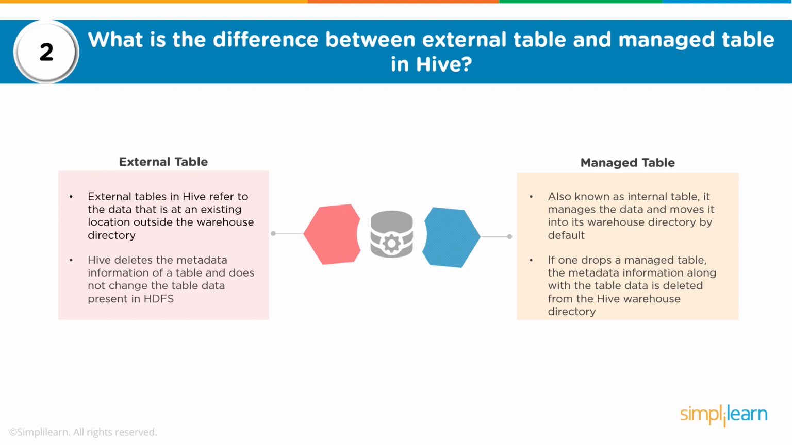However, when we talk about a managed table, if one drops a managed table, not only is the metadata information deleted, but the table's data is also deleted from HDFS. If we talk about an external table, it is created with the EXTERNAL keyword explicitly, and if an external table is dropped, nothing happens to the data which resides in HDFS. So that's the main difference between your managed and external table.